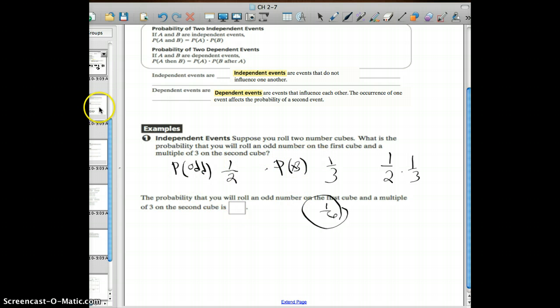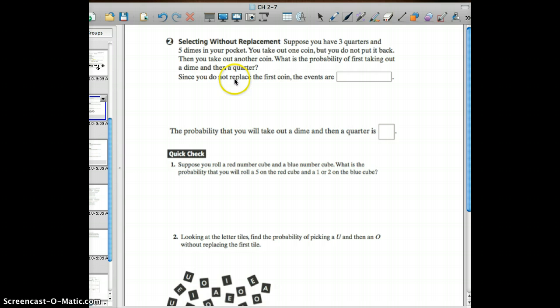Okay, let's move on to example 2. Now, without replacing, this is where it matters what you do the first time. Suppose you have 3 quarters and 5 dimes. You take out 1 coin and you don't put it back in, and then you take out another. What's the probability of taking out a dime and then a quarter?